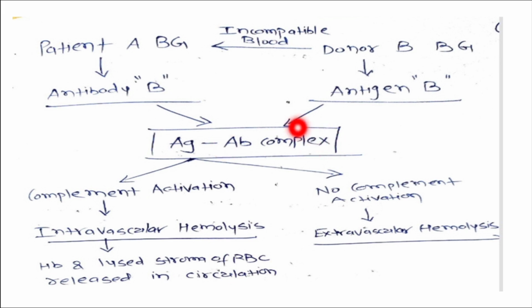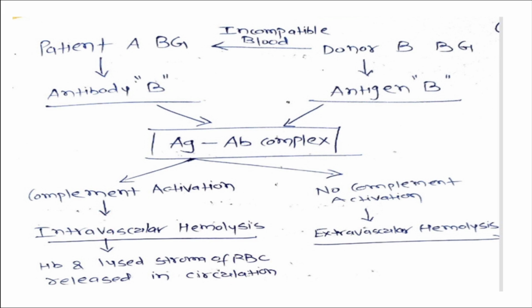And once this complex is developed, there can be activation of complement, and because of complement activation you can have intravascular hemolysis, meaning destruction of red blood cells within the blood vessel. So you can imagine that within the blood vessel, the lysed red blood cells will release hemoglobin, and from the circulation it will go into the kidney, and so you will have blood in the urine, you will have hemoglobinuria in intravascular hemolysis.